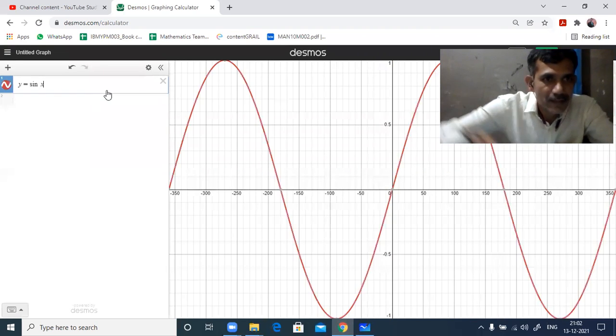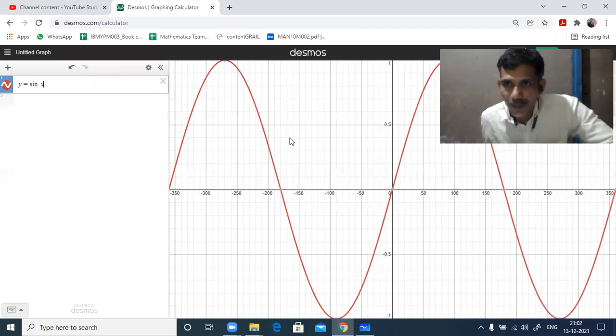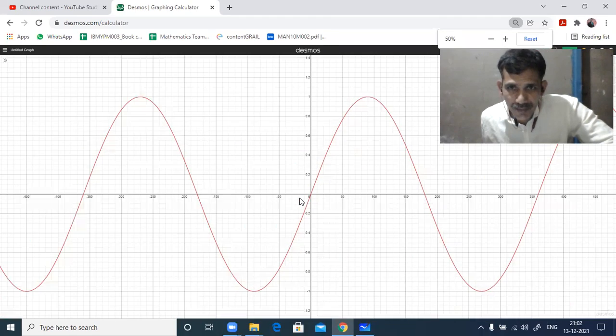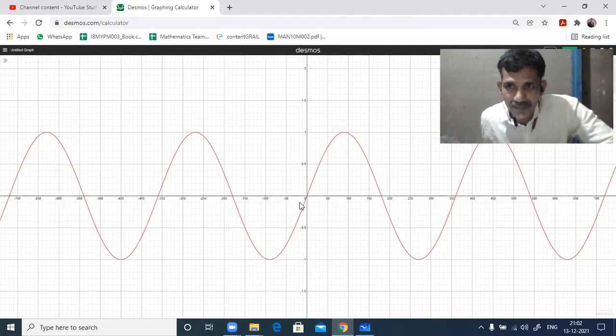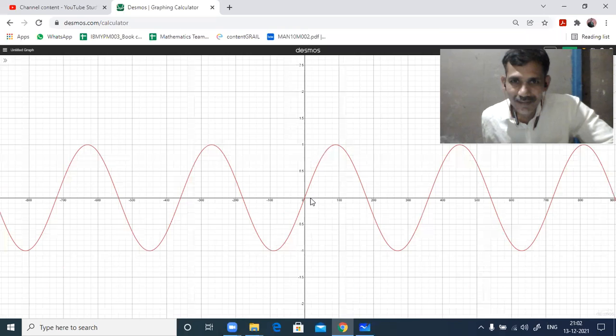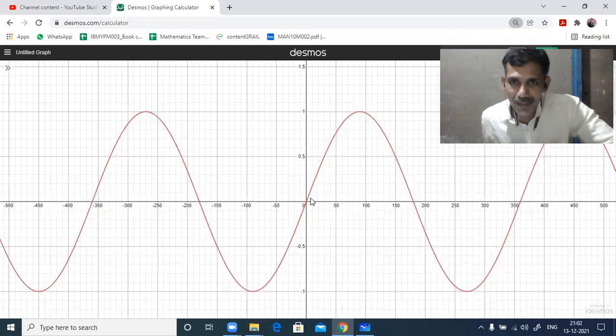Sine x. If you observe the sine x curve, to know the domain, we have to observe the x-axis. This is covering the entire x-axis, so you can take all real numbers. Domain is all real numbers.